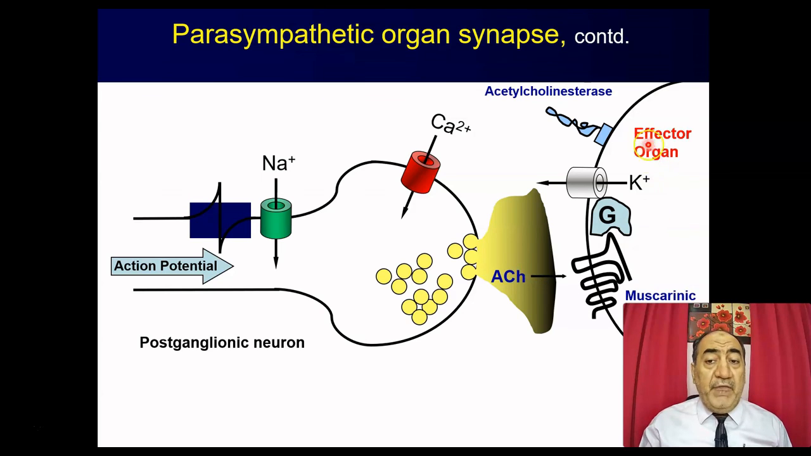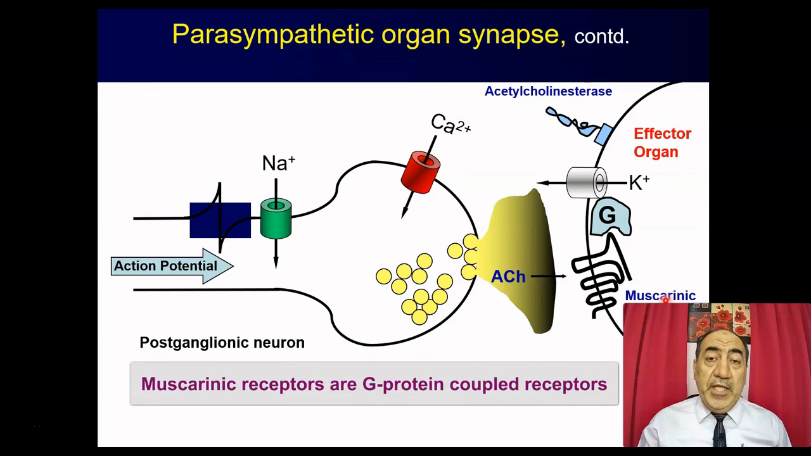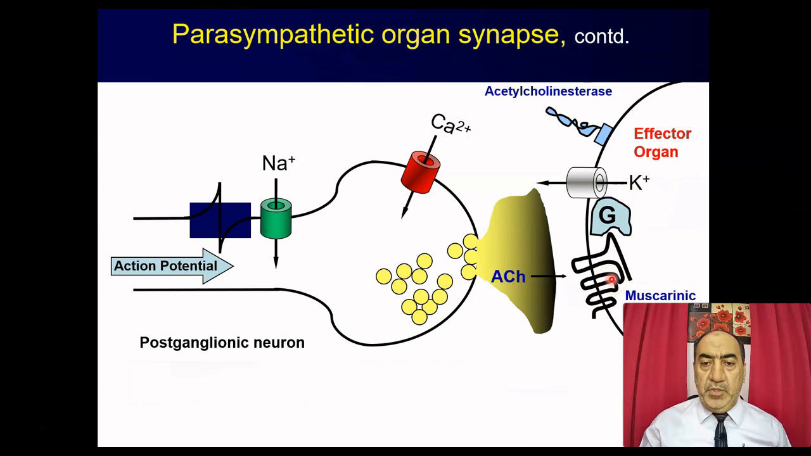Acetylcholine here will bind to the effector organ. The effector organ has muscarinic receptors. Muscarinic receptors are G protein coupled receptors, such as Gi and Gs, and G protein associated channels which can modulate the passage of ions through the cell. This has been discussed in detail in the receptor pharmacology lecture. So now it can elicit a response.